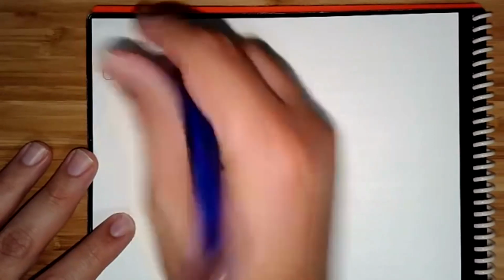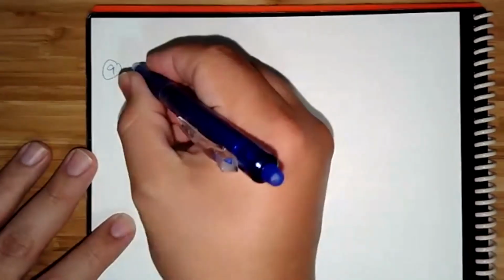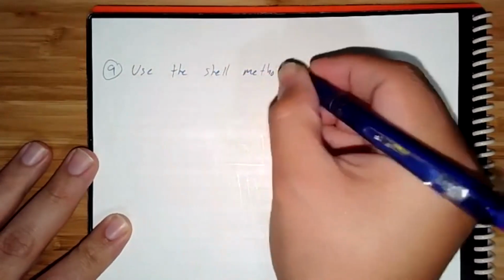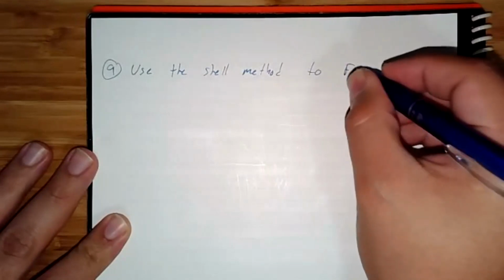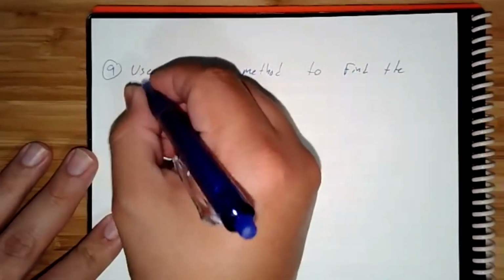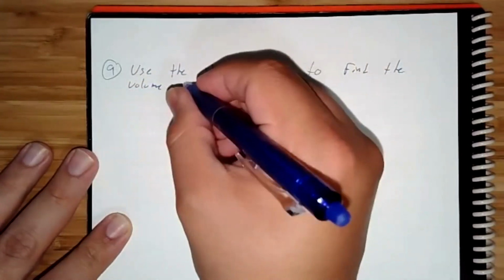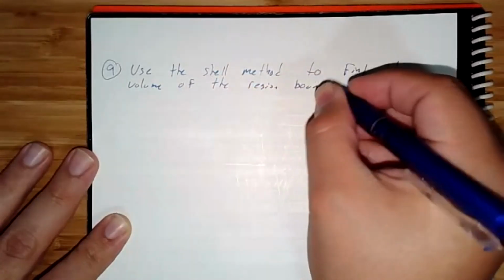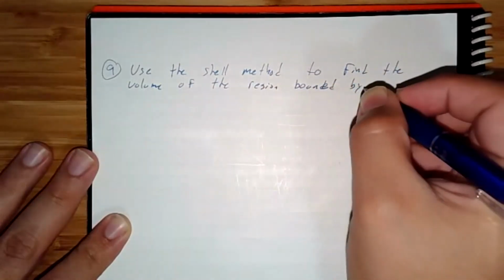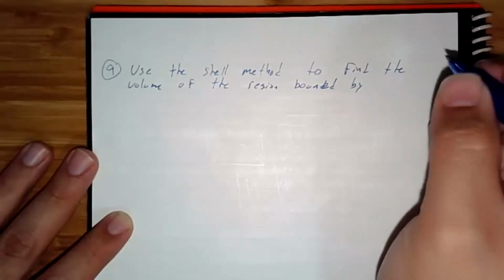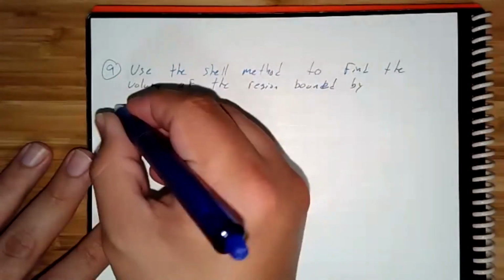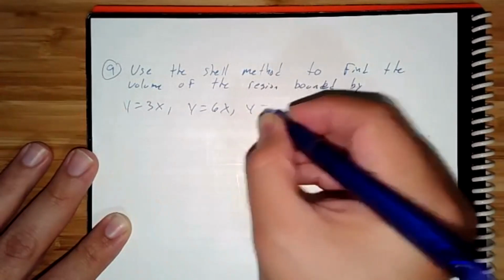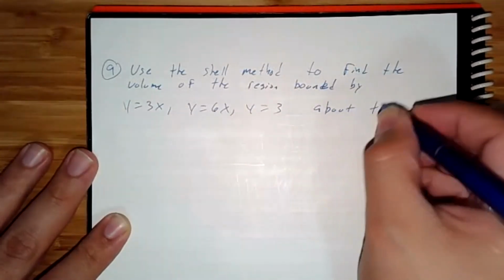Okay, number 9 was that one. So this time they're telling you to use the shell method to find the volume of the region bounded by y equals 3x, y equals 6x, y equals 3 about the x-axis.